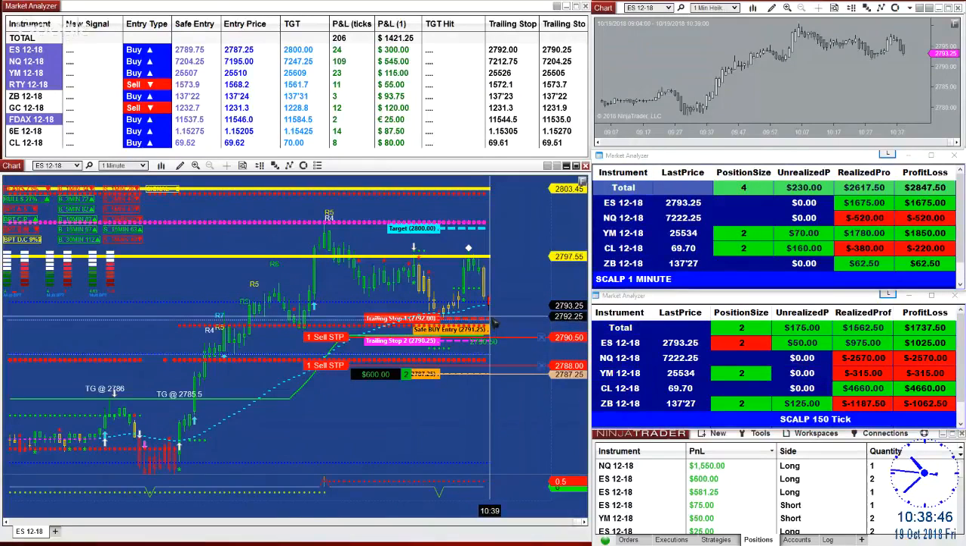There is a pullback re-entry right there. No, my friend, really, they are good traders.